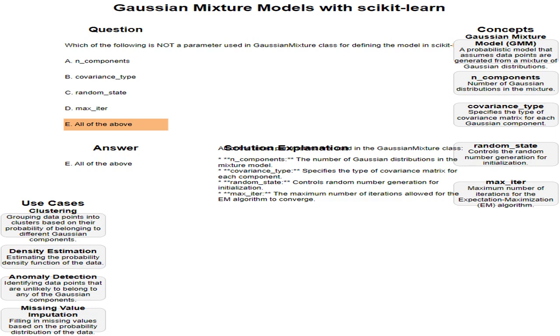GMM can be used to fill in missing values in the data based on the probability distribution of the data. For example, if you have missing values in a dataset of student grades, you can use GMM to impute the missing grades based on the distribution of grades from other students.